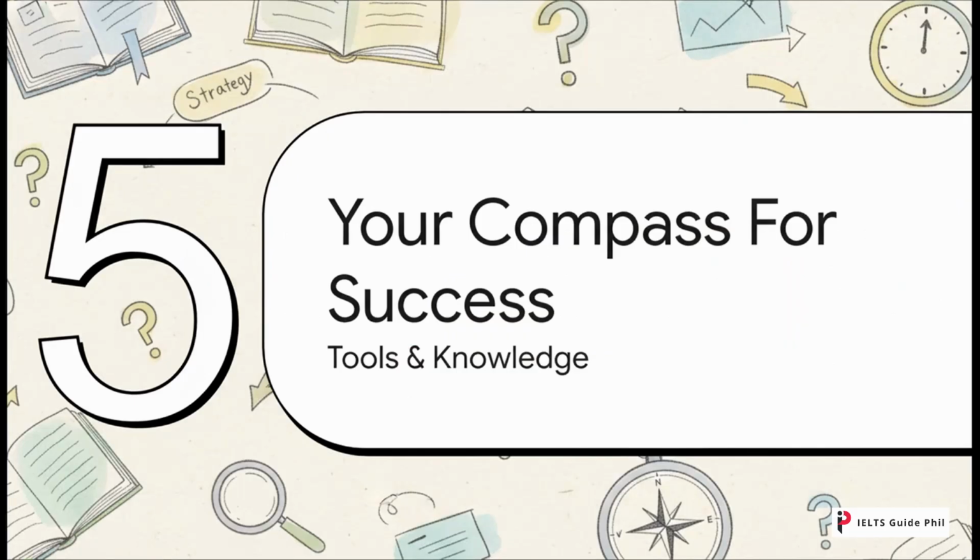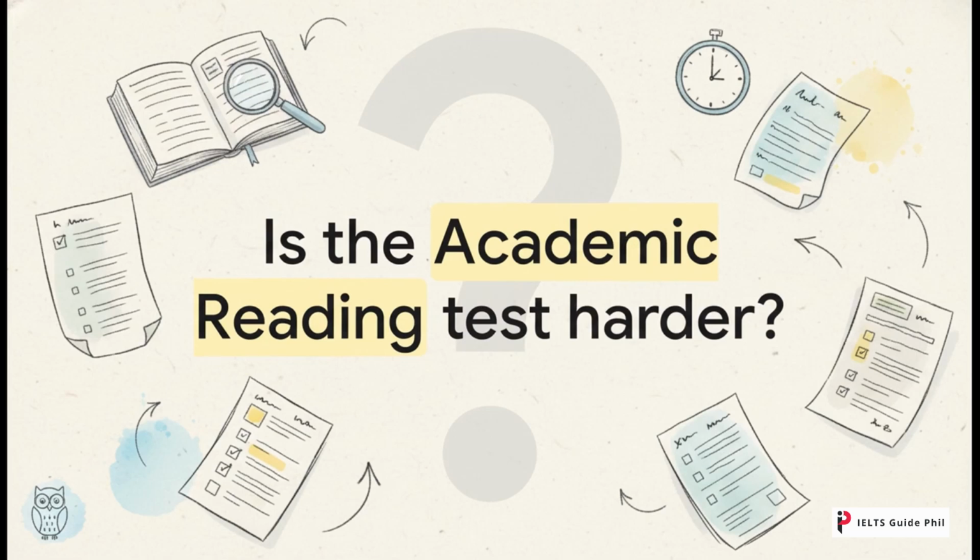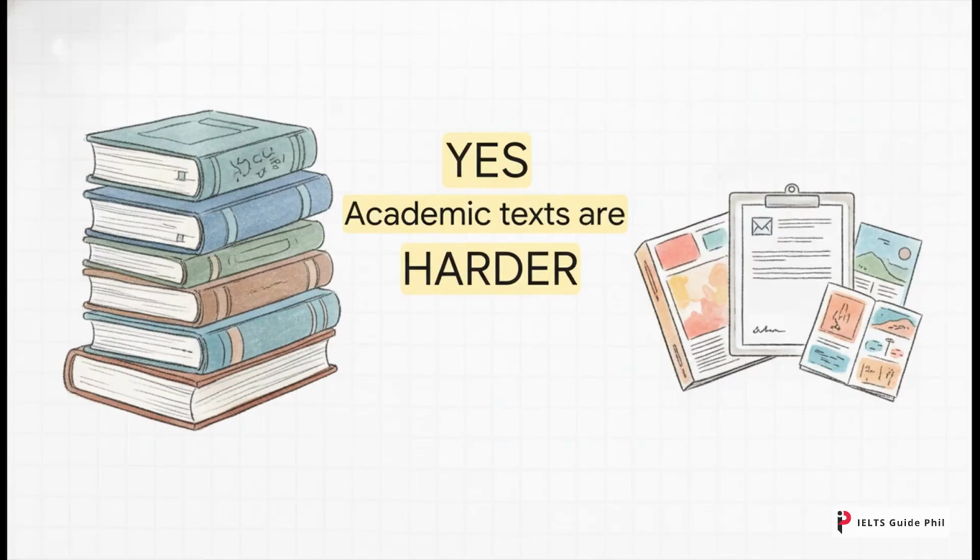So now that we have our map and we know where the traps are, let's look at your compass. These are the tools and the knowledge that will guide you to a high score. Let's tackle some of the most common questions people have. This is probably the number 1 question people ask. Is the academic module really that much more difficult than the general training one? And the answer is a pretty straightforward yes.